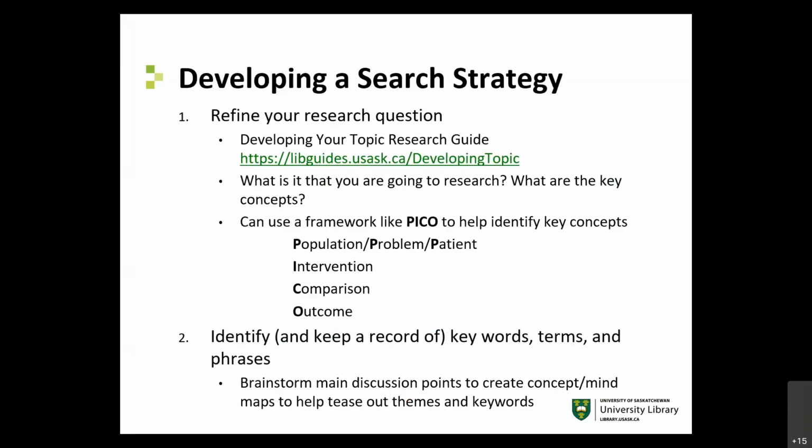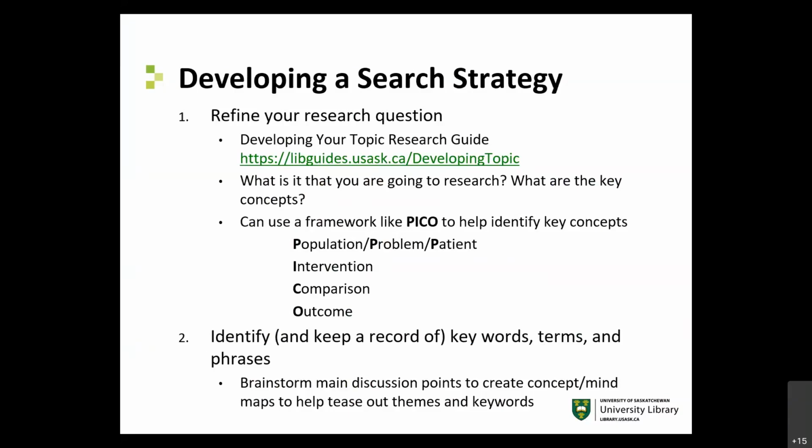But ultimately, you need to think about what is it you're going to research and identify what those key concepts are. Now, in the health sciences and sometimes in the sciences, you can use a framework like PICO to help identify some of your concepts. So what is your population, your problem, your patient? What is the intervention? Is it a comparison? And what are your outcomes? But you need to think about what is it I'm going to be searching.